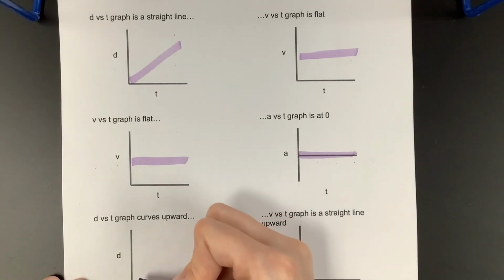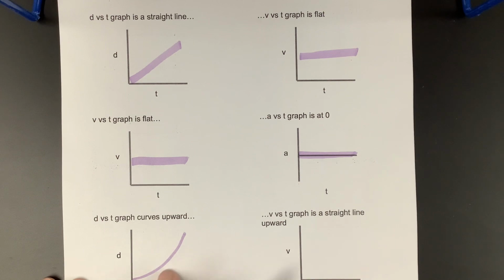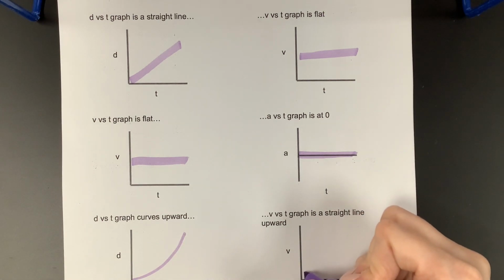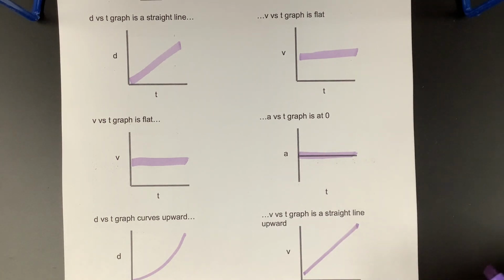If the distance versus time graph curves upward, that's what we drew on the other side, the slope is increasing, which means the velocity is increasing. So we show the velocity versus time graph increasing. It's going to be increasing, showing a straight line upward.